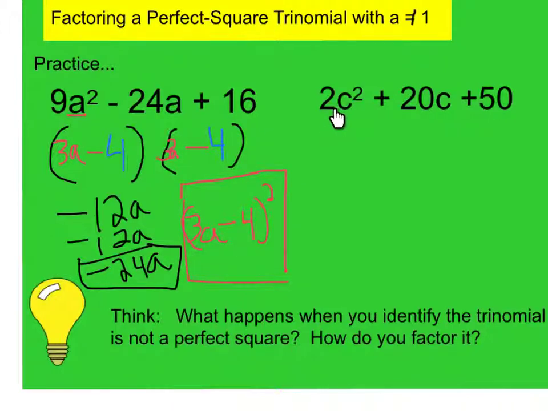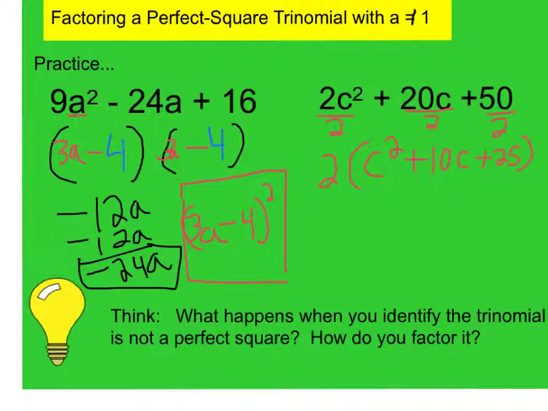Because I look at 2 and it's not a perfect square. And I look at 50, that is not a perfect square. Sometimes this will happen. And what I do notice about this is they're all divisible by 2, each term. So I will factor out a 2. So I'm going to write 2 and then parentheses c squared plus 10c plus 25.